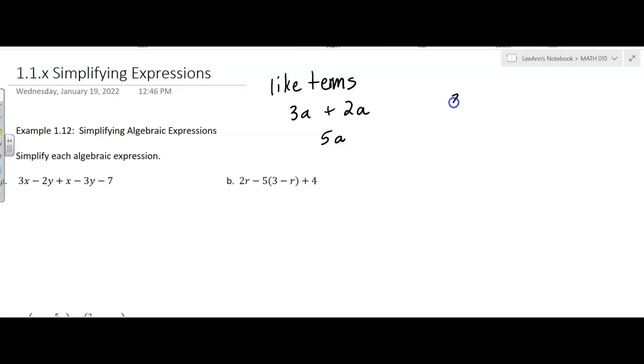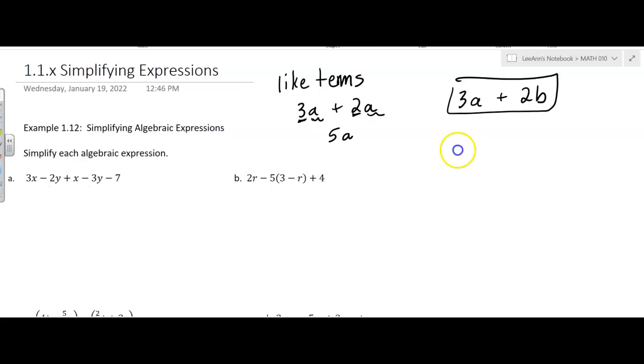But if you have 3 apples and 2 bananas, you can't combine those because one's apples and the other is bananas. Okay, so this would be simplified right there. You can't do anything with it, okay? So in order for you to combine terms, the coefficients can be different. Now a coefficient, that's the constant in front of the variables, okay? Those can be different, but the variable part has to be the same. Okay. So we'll see how this comes into play.